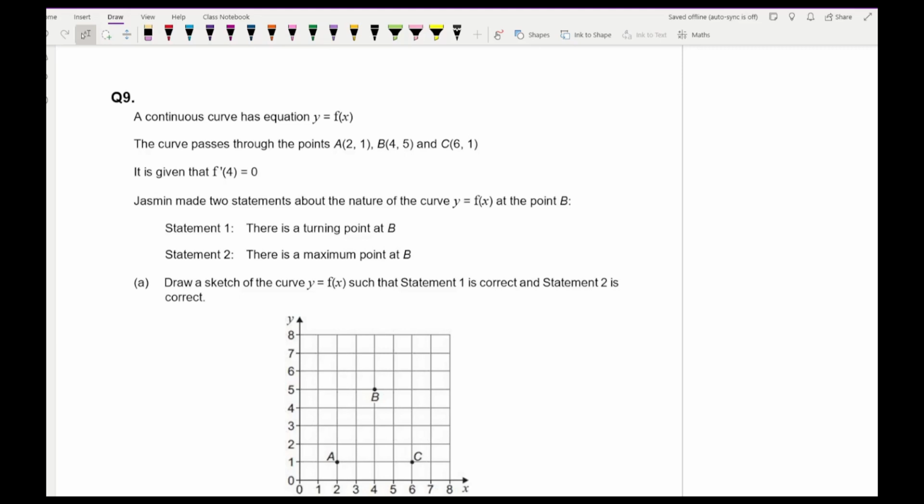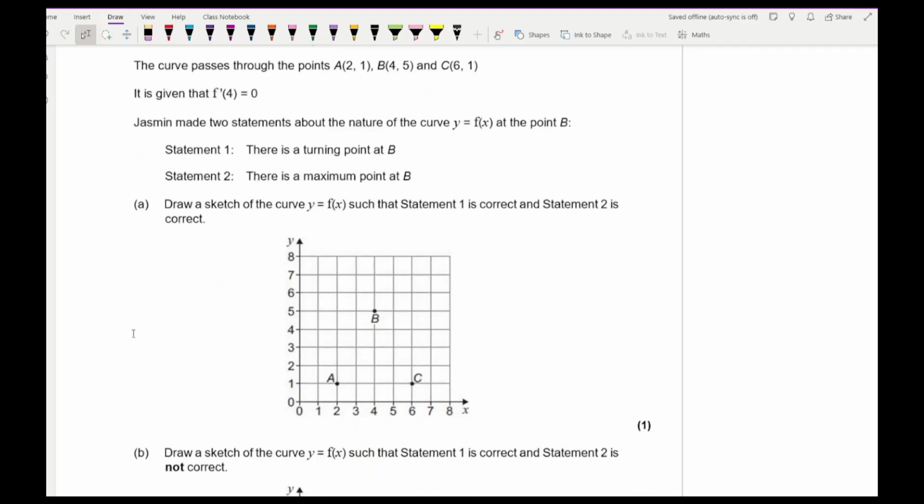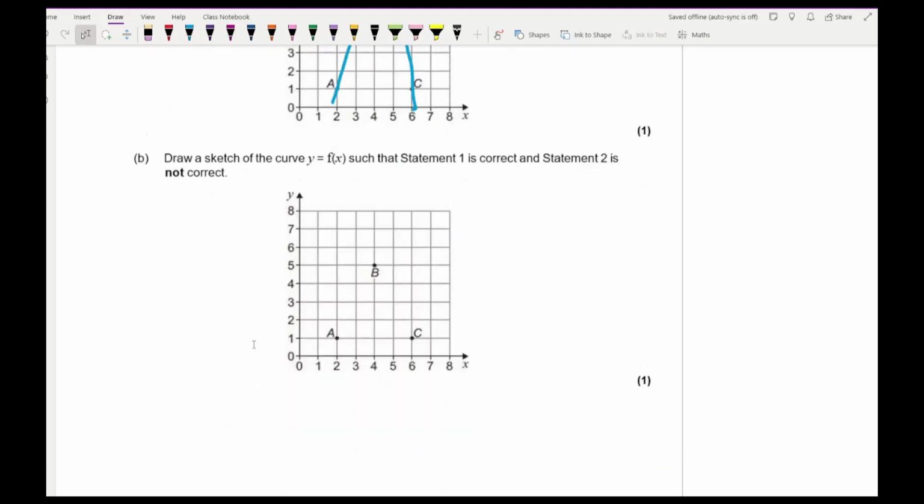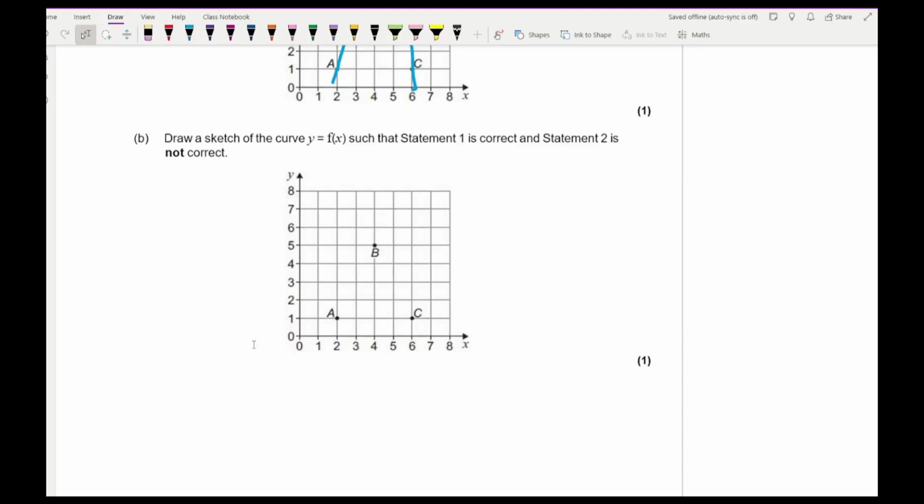So for part A, it says draw a sketch of the curve of y equals f of x such that statement 1 is correct and statement 2 is correct. So for this, all we then need to do is basically draw a parabola. So we've got a turning point at B and it's a maximum. So it should look something like that.